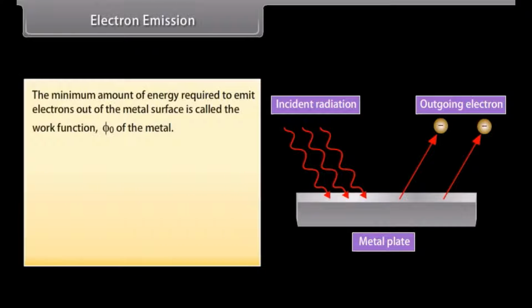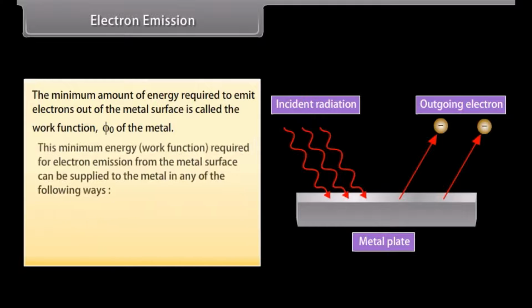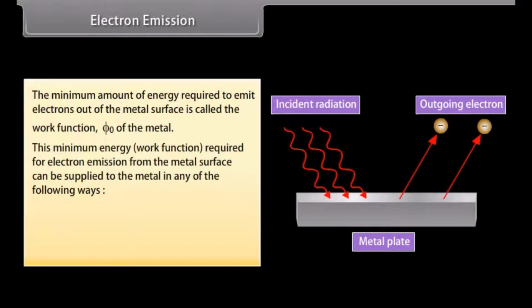The minimum amount of energy required to emit electrons out of the metal surface is called the work function, φ0, of the metal. This minimum energy, the work function, required for electron emission from the metal surface can be supplied to the metal in any of the following ways.